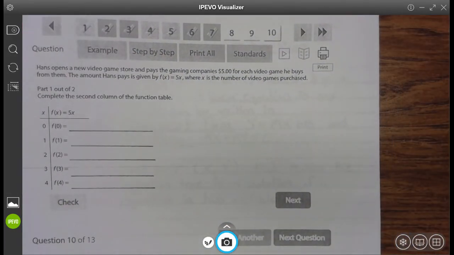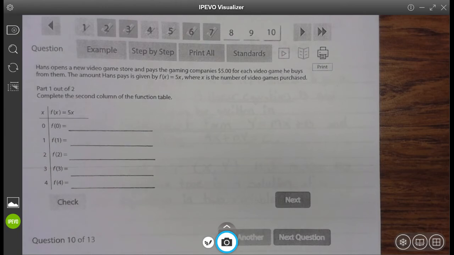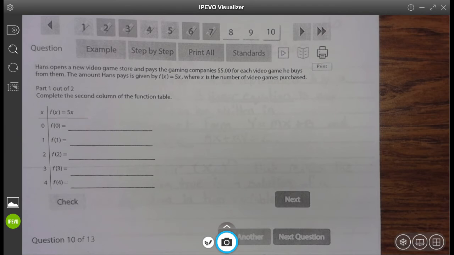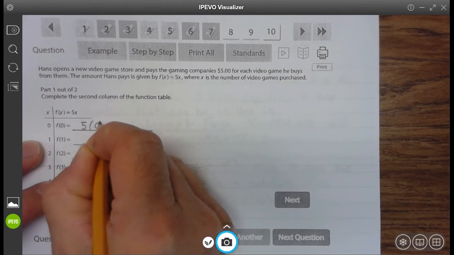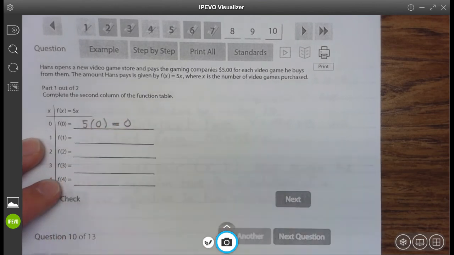Example 10. Hans opened a new video game store and pays the gaming companies $5 for each video game he buys from them. The amount Hans pays is given by 5x, where x is the number of video games purchased. Complete the second column of the function table. So when x is 0, plugging 0 into the function, that's 5 times 0, which equals 0.